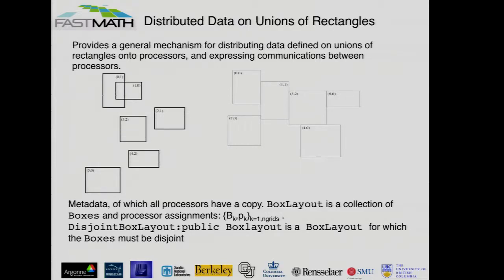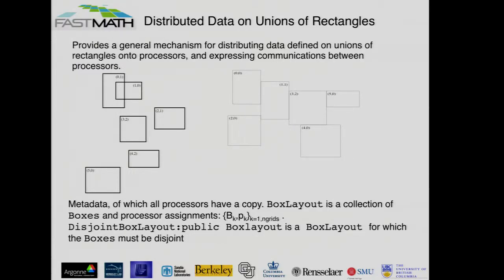Here are the various patches that exist in the mesh hierarchy. There is a class called LevelData, which I'll talk about in a little bit, which defines data on a union of rectangles. The meta information for the data defined here is kept in a class called BoxLayout, which is a collection of boxes and their processor assignments. There is a special class derived from BoxLayout, called DisjointBoxLayout.